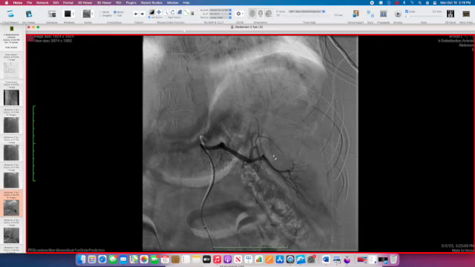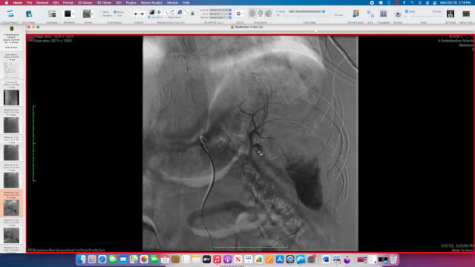And then if we go forward, no, that was backwards. If we go forward, we can see some kind of vague enhancement. So that's consistent with hemorrhage.